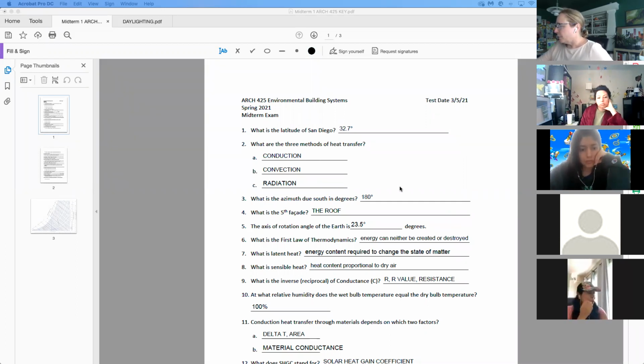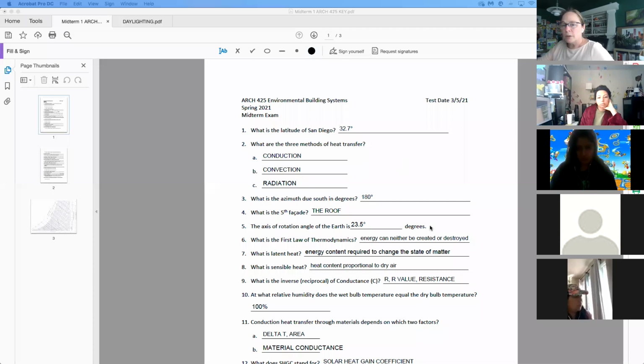The fifth facade is the roof. The axis of rotation for the angle of the Earth is 23.5 degrees. That is also the latitude above and below the equator for the plane of the ecliptic, which is the Tropic of Cancer or the Tropic of Capricorn.